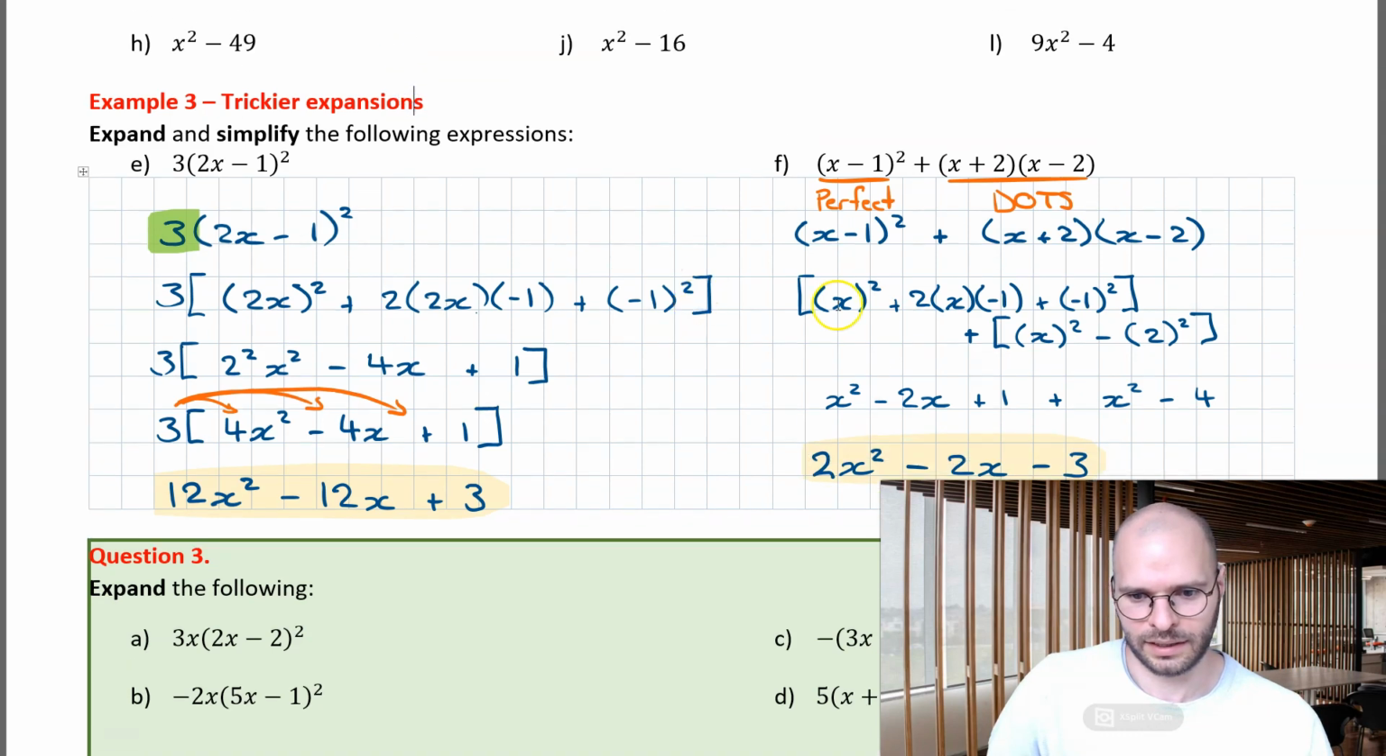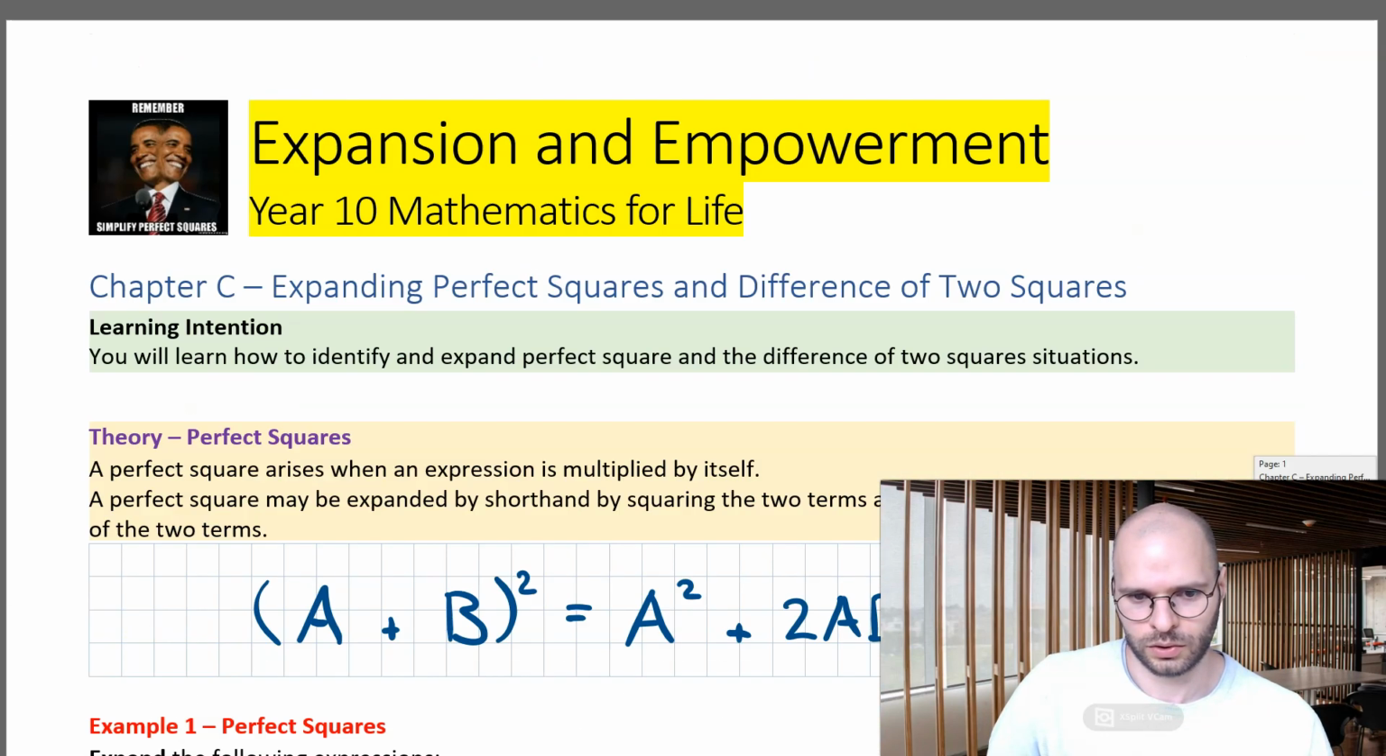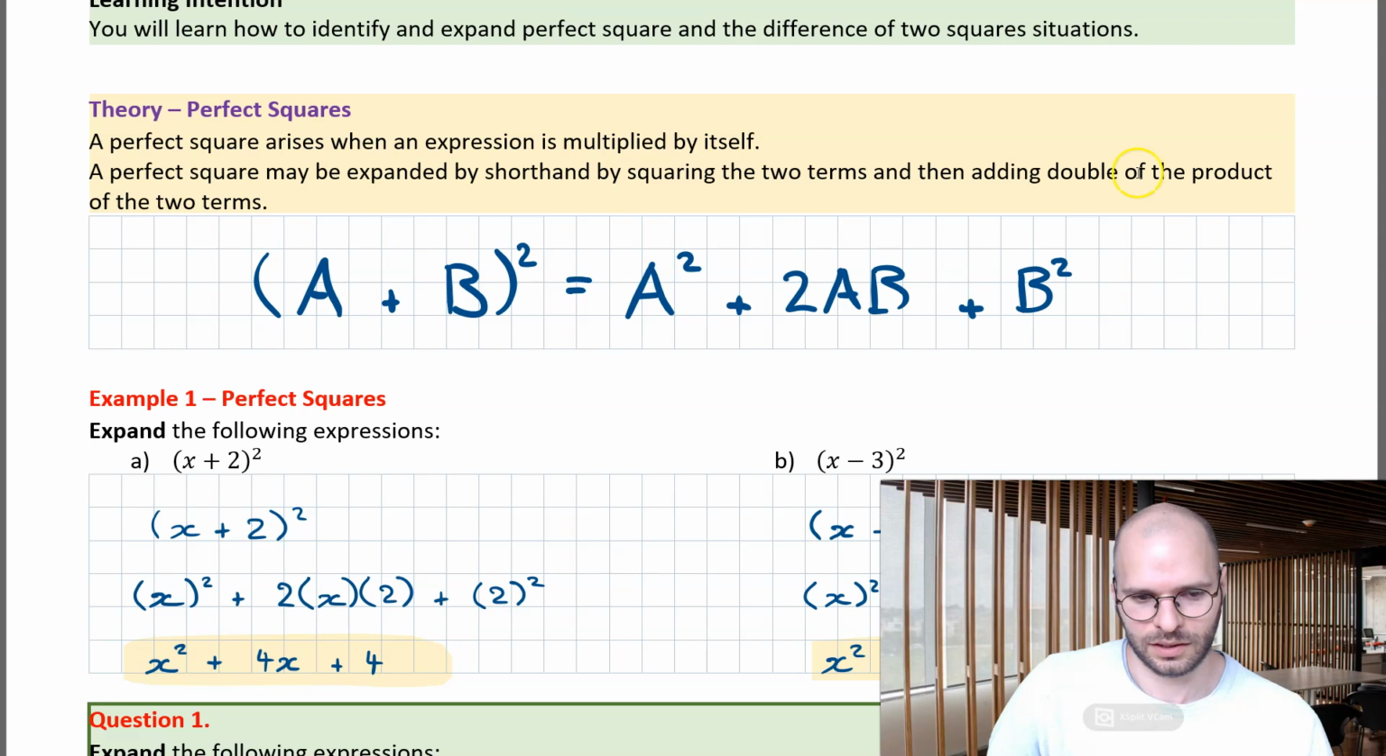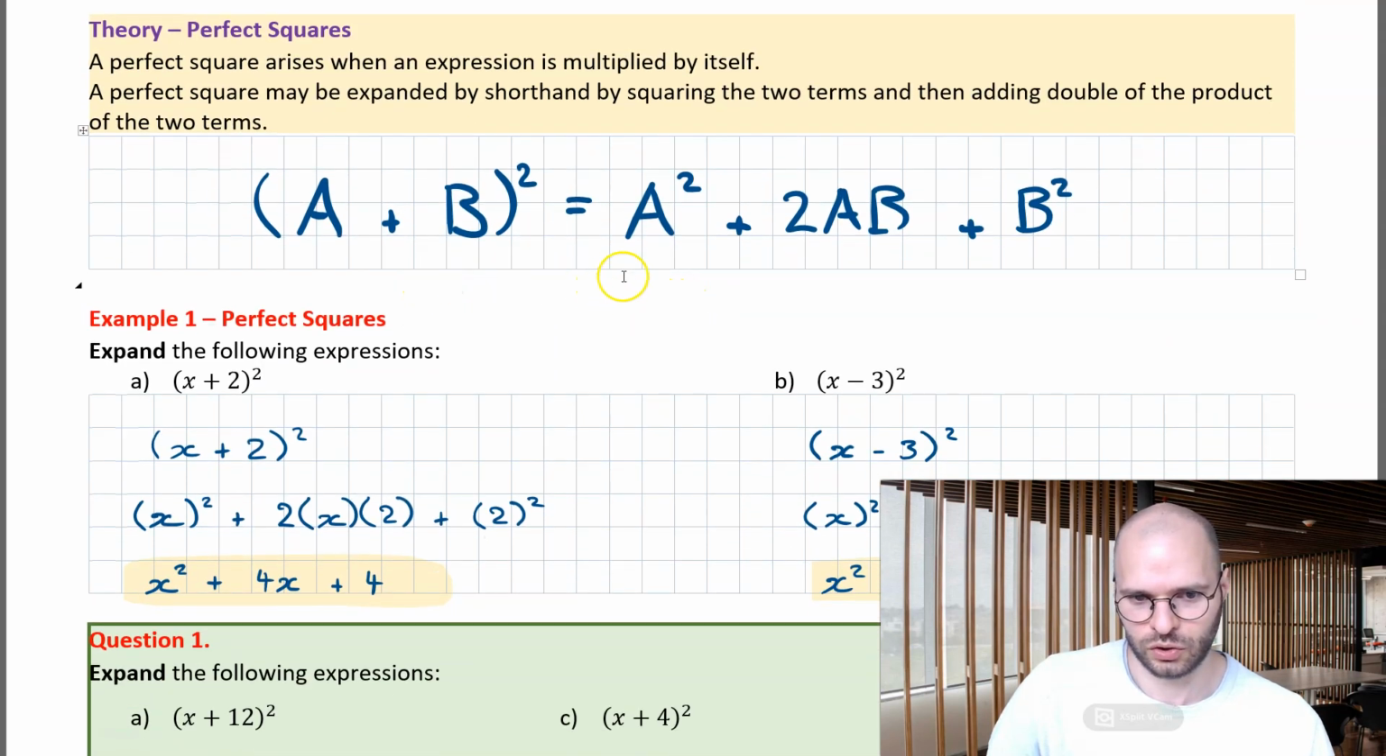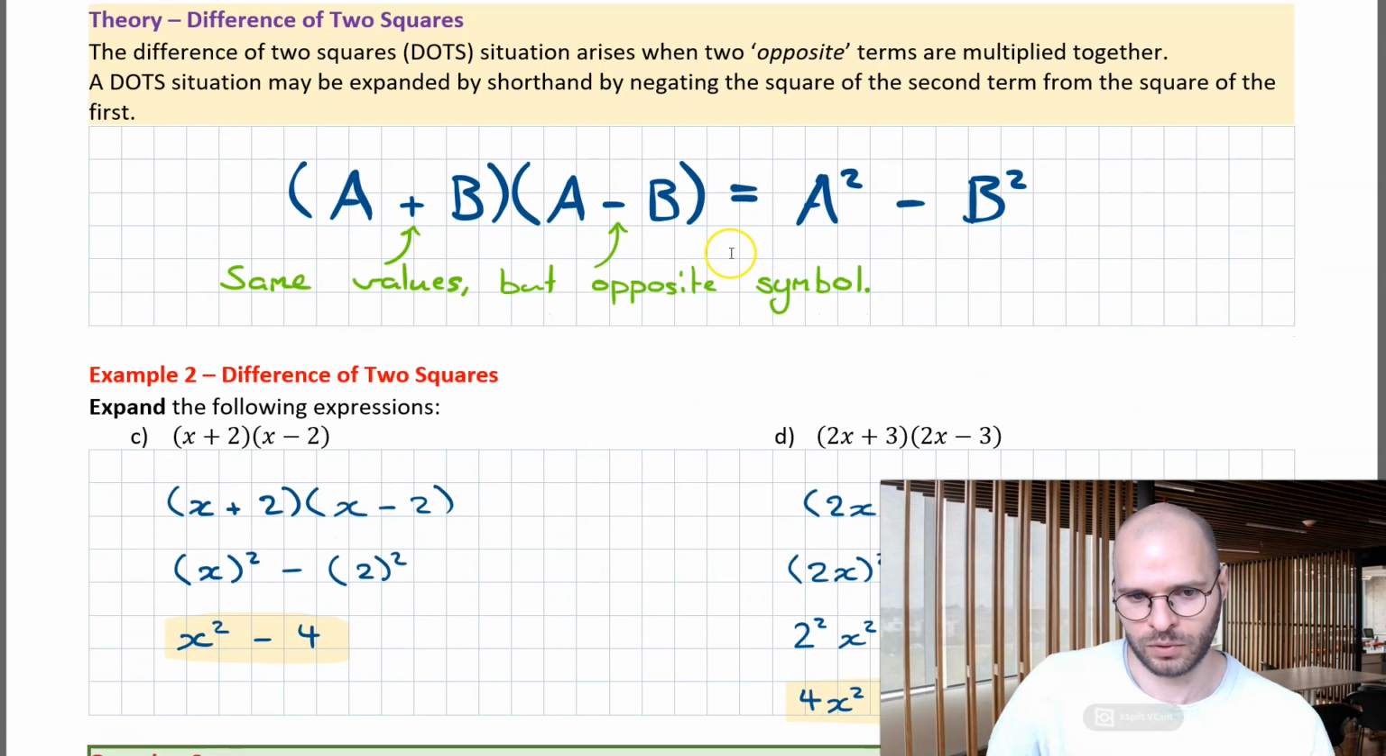So in summary, for this lesson we set out to learn how to expand perfect squares using the shorthand notation. That being, you square the two inner terms, so a squared and b squared, and then you add double of the product of the two, so it becomes a squared plus 2ab plus b squared, so that's perfect. And then we also had a look at difference of two squares, so in which case you just go a squared take b squared as shown over here.